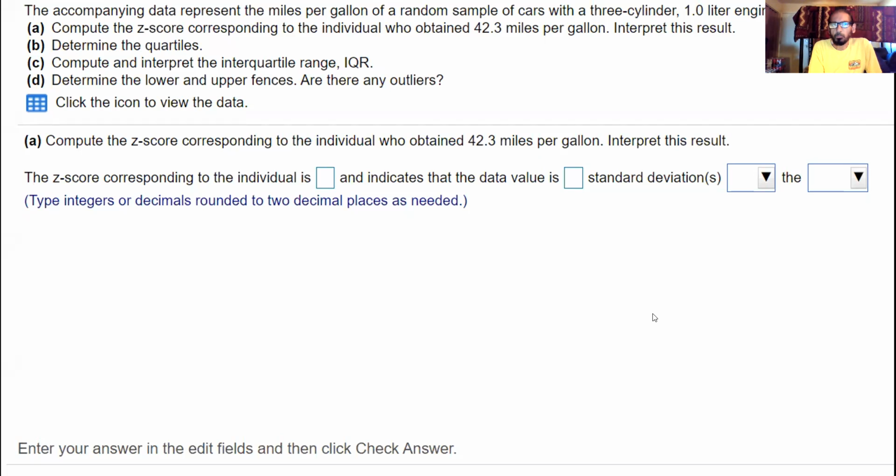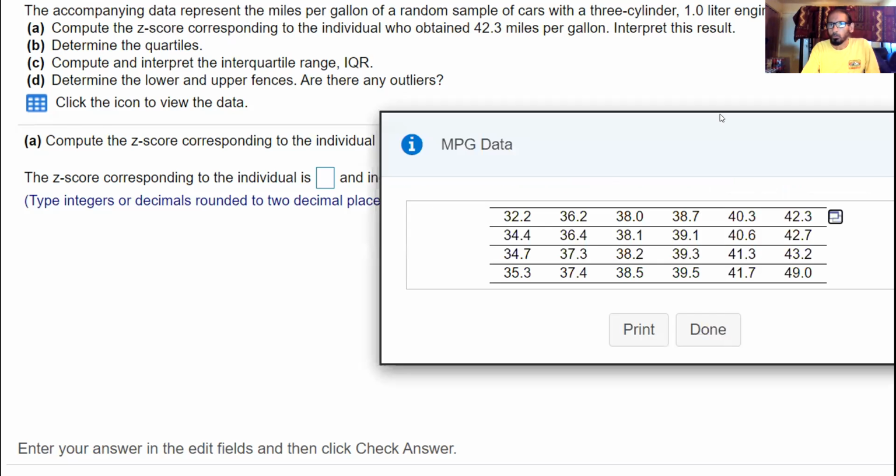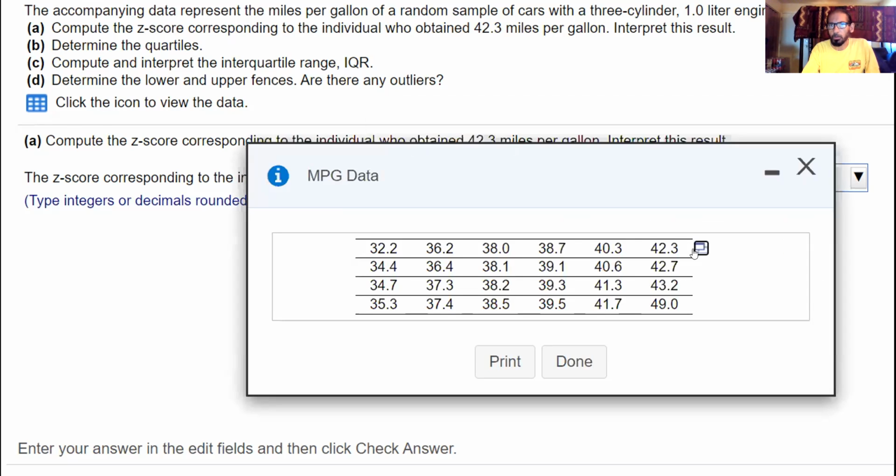All right, so there's a data table provided that I'll have to click on in just a moment, representing miles per gallon of a random sample of cars with a 3-cylinder 1.0 liter engine. And we need to compute a z-score for a particular individual that obtained 42.3 miles per gallon, and then interpret the results. Well, to calculate that, we're going to need to know the mean and the standard deviation for that sample. So I'm going to open this up in Excel.